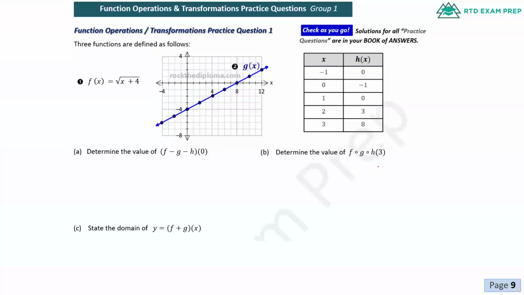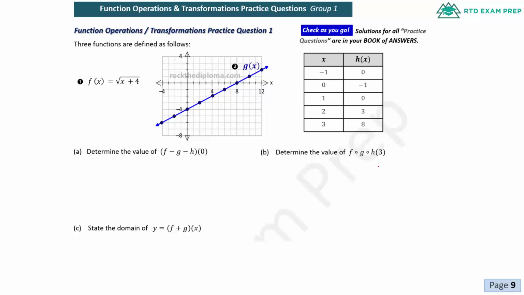And with that, we arrive at the first part of the practice questions for this section. We decided to separate functional operations from transformations just to make sure you're feeling comfortable with these before you move into a somewhat different section. I hope you'll take the time to work through these. Remember, the full solutions are in the book of answers. I also encourage you to get used to practicing with your calculator.